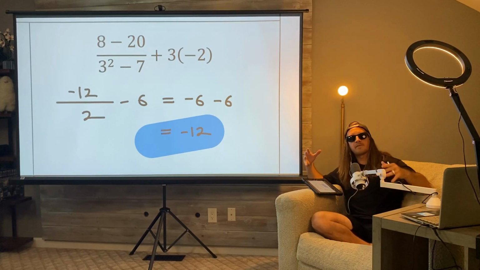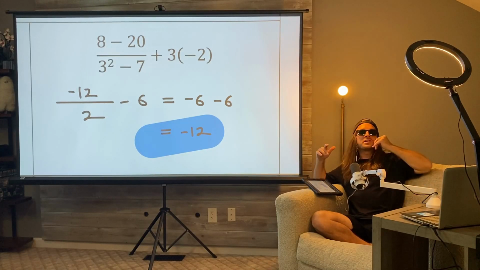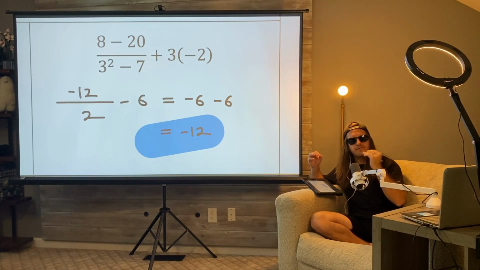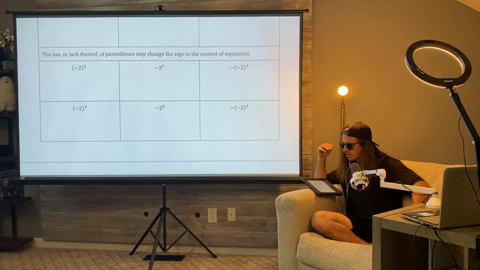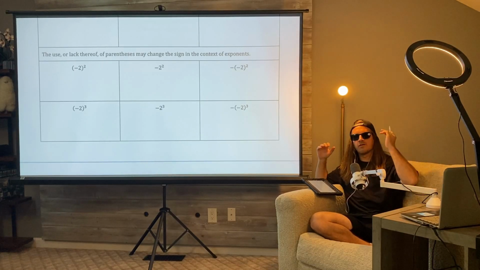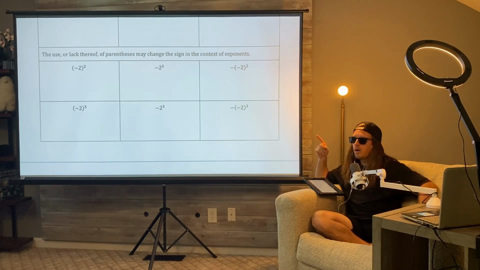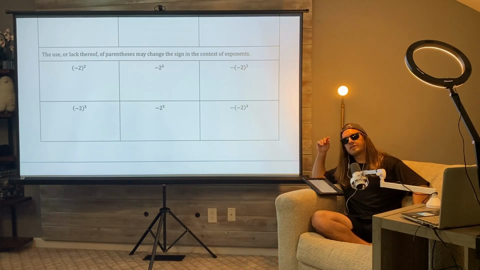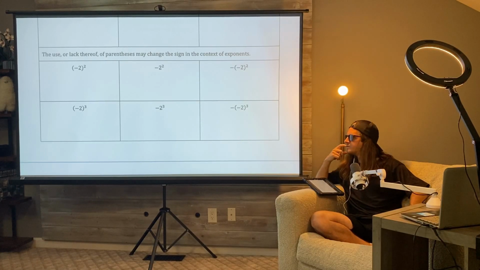So again, if you have absolute values, roots, or fractions with a numerator and denominator, make sure you simplify those pieces first as if they were in parentheses. Here we go. The use or lack thereof of parentheses may change the sign in the context of exponents. Again, I recommend you pause and try these. The point of these problems is to show you which ones are going to be negative and which ones are going to be positive. See if you can figure that out.